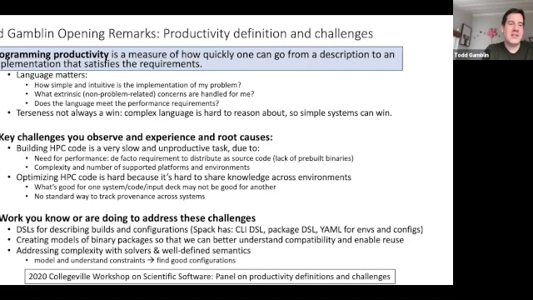So I guess for key challenges, the thing that I deal with most is building HPC code these days. And I mean, I've dealt with it forever because it's a really slow and unproductive task, and it's no fun to build HPC stuff.